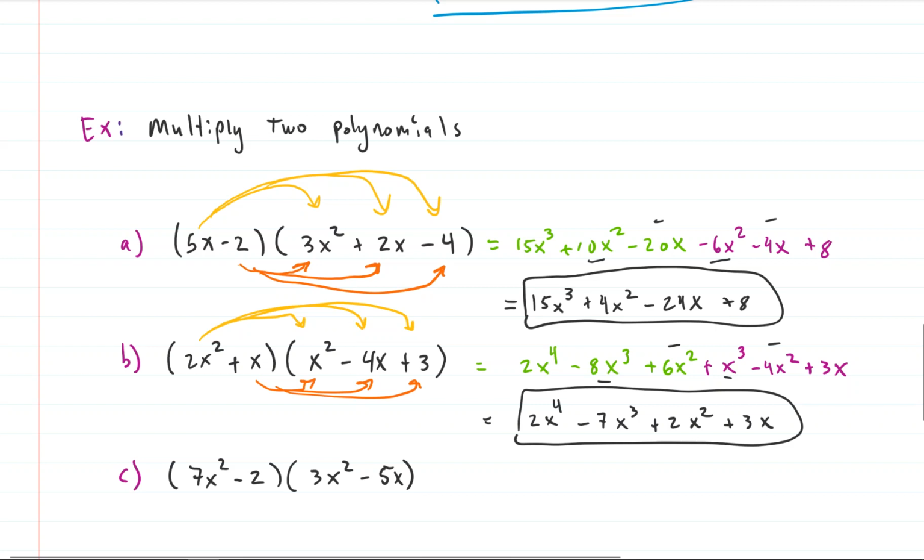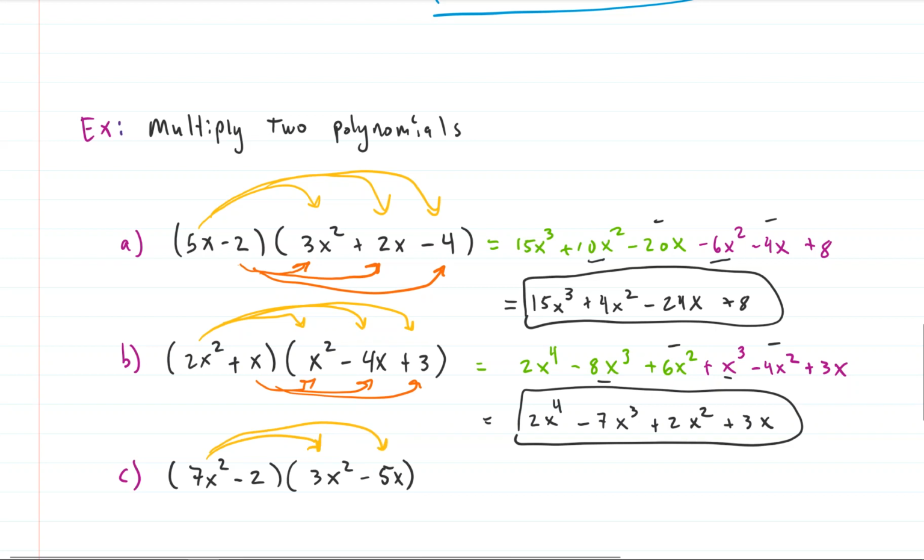All right, the next one, we've got two binomials. So we've got two polynomials with two terms being multiplied together. The first polynomial is 7x squared minus 2. The second polynomial is 3x squared minus 5x. So let's distribute again. Again, we're doing the same thing.